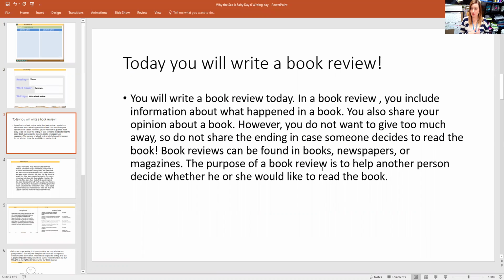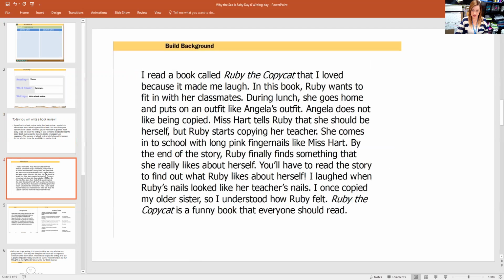In a book review, you include information about what happened in a book. You also share your opinion about a book. However, you don't want to give too much information away, so you don't ruin the ending in case somebody else reads the book. The purpose of a book review is to help another person decide whether he or she would like to read the book.